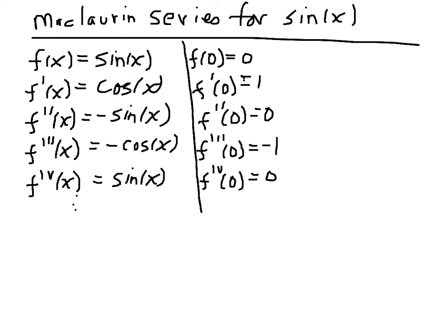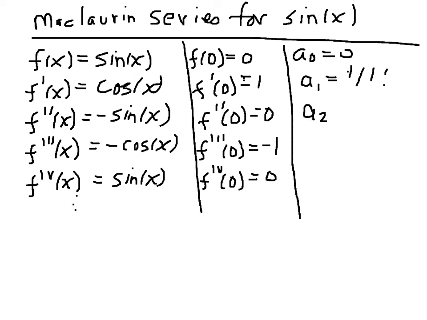And so if we start writing down what our a's are, a sub 0 is 0. A sub 1 is 1 over 1 factorial. A sub 2 is 0. A sub 3 is minus 1 over 3 factorial. A sub 4 is 0. And maybe the easiest thing now is to just write down what we have so far and notice the pattern.